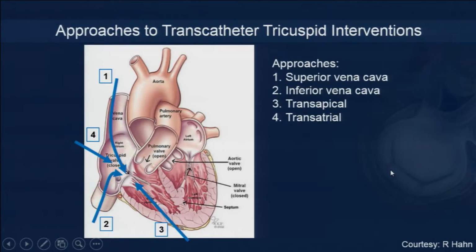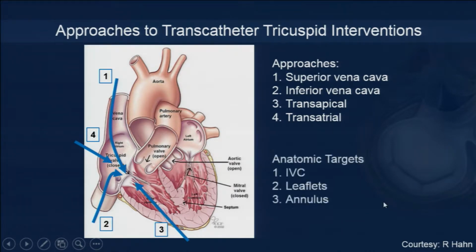In terms of how to get to the tricuspid valve, the most straightforward is probably transfemoral from below, which is a venous stick. You can also go from the jugular. You can go directly transatrially, and rarely we go transapically. The targets are typically surrounding anatomy: the tricuspid leaflets, the annulus, or even the IVC.